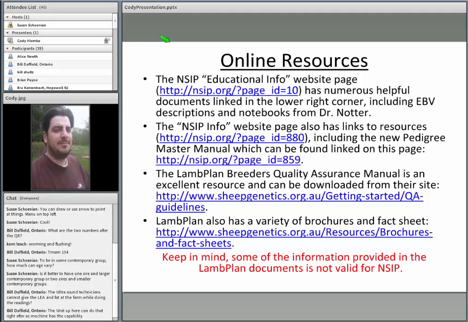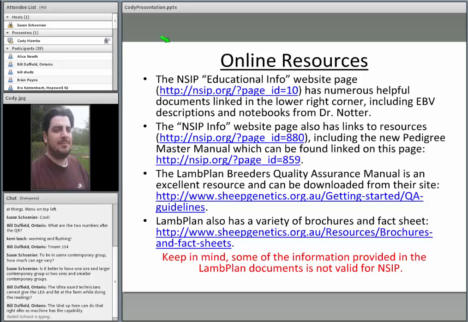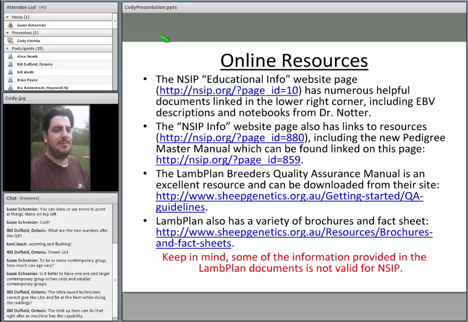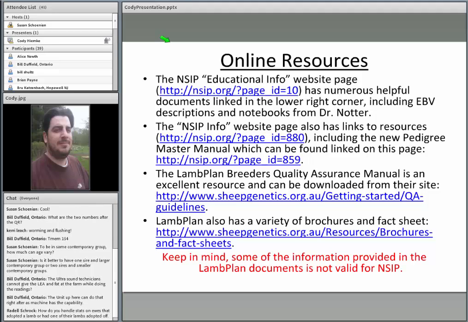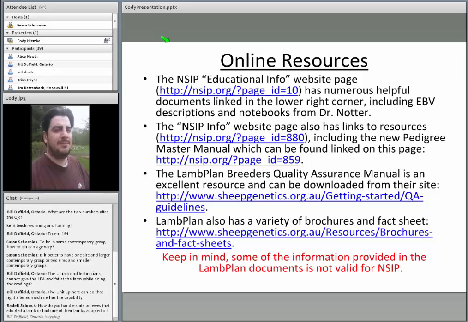And the last 2 links that I have here are specifically for Lamb Plan, so there's some caution there that everything they recommend might have slight differences with what we do with NSIP, but things like visual scoring, there's some good information, and if you like collecting data and you've got different things you want to look at, there are some possibilities there.